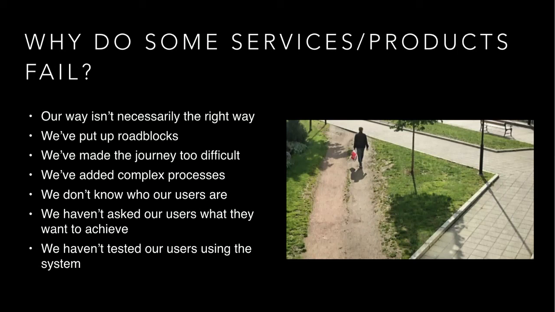We may have put up roadblocks stopping our users from doing what it is that we want them to achieve. We may have made a journey through a city in this context, or from one part of a website to another part of the website, too difficult by putting up roadblocks. We may have added complex processes, something that makes it so difficult that our users actually give up and go somewhere else. And the very crux of this is maybe just not knowing who our users actually are.